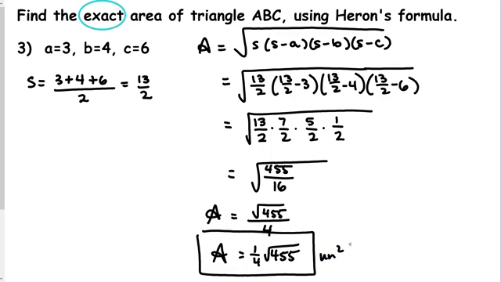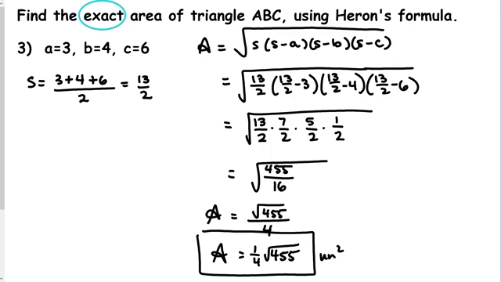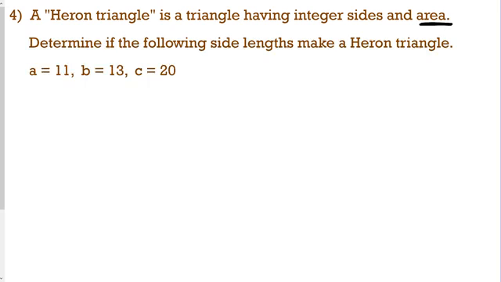Okay, I think we have one more example to do. A heron triangle is a triangle having integer sides and area. Remember what integers are, like 5, 6, 7, not 1/2 or 2.3. Integer area as well. In the last problem, the area was not an integer, it was an irrational number. Determine if the following side lengths make a heron triangle.